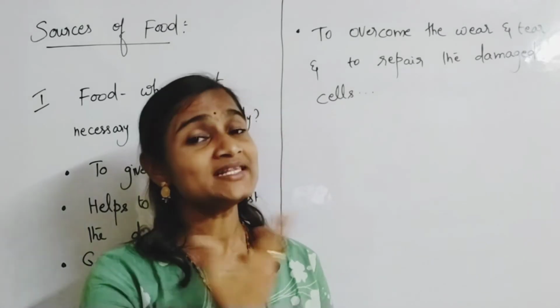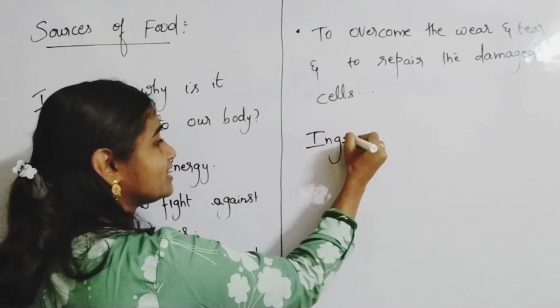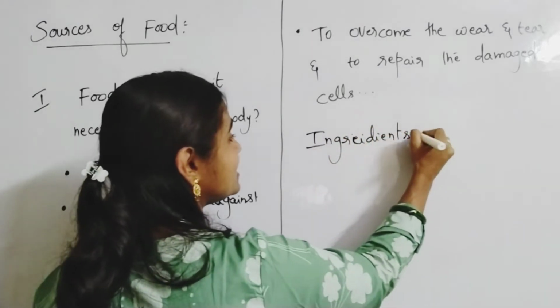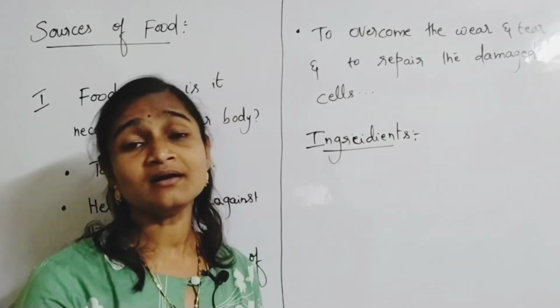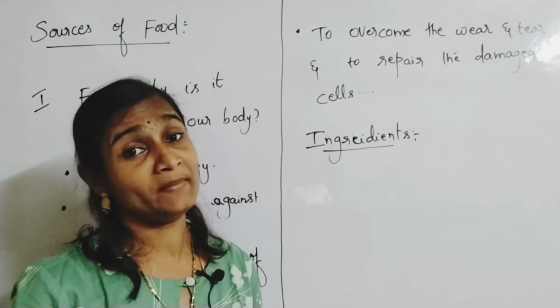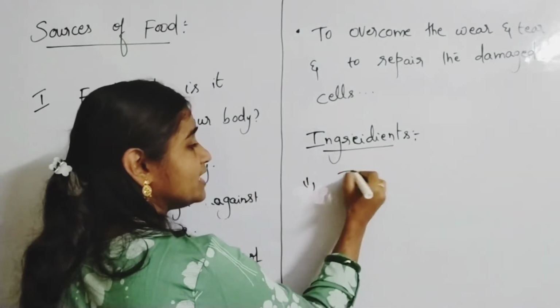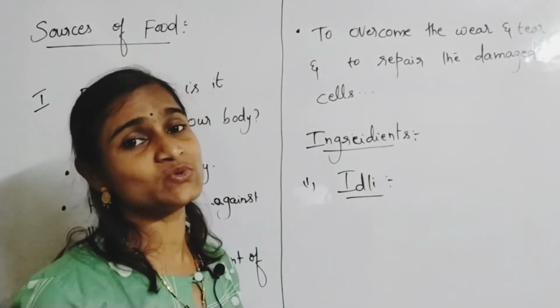So you can see the ingredients of idli. Okay, what are the ingredients? Ingredients are the substances with which particular food items are made. So you call them ingredients. Suppose you take idli, for making idli, what were the materials which we require?